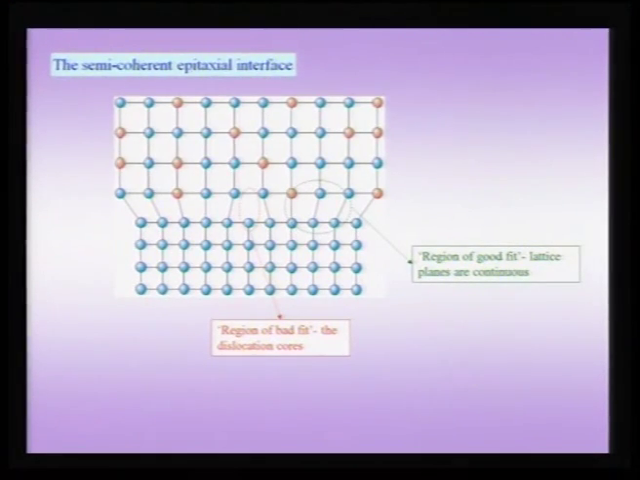So, the semi-coherent interface, like in the case of a low angle grain boundary, can be thought of as regions wherein you have a dislocation, and regions of good fit, which are separated by these dislocations. So, we can have a picture wherein there are planes which are continuous from the substrate to the film, like here, and there are regions wherein there are dislocation cores.